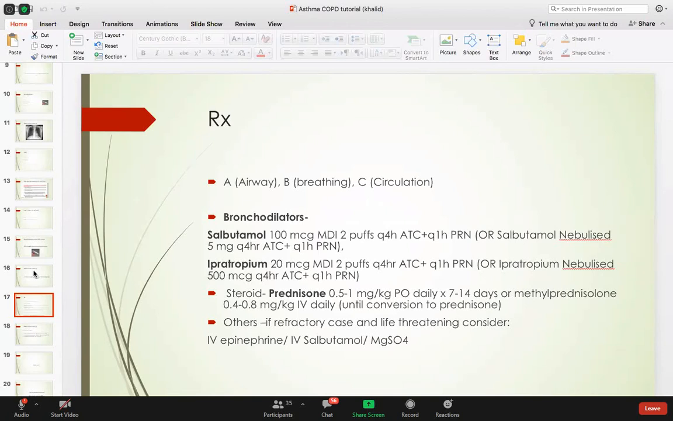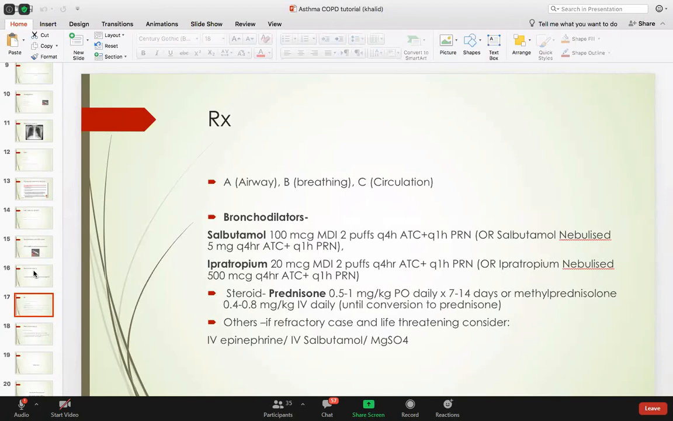Is it important to know the doses? I think at that level, it's reasonable to know them, honestly. We're not going to bother you in the exam about the doses, but it's good to know them. Asthma and COPD, both are common disorders in our community, so know them by heart. So you give 100 mcg MDI puffs every 4 hours, that's around the clock, plus 1 PRN.